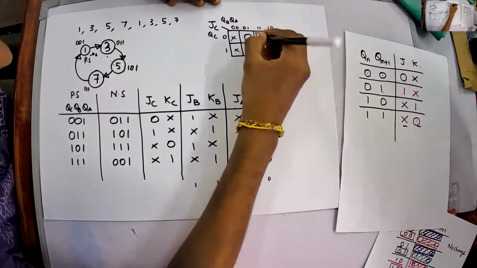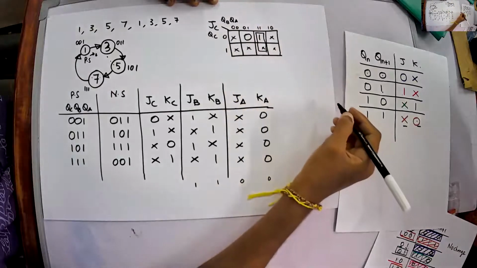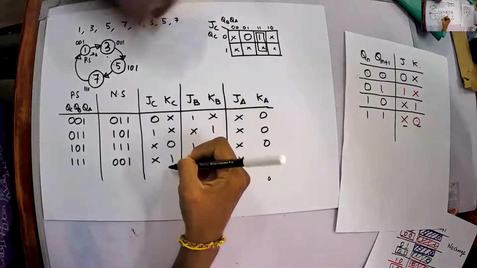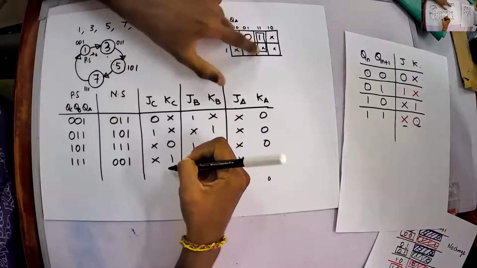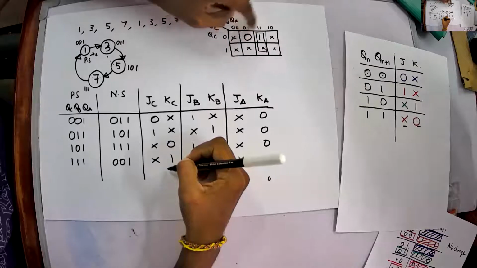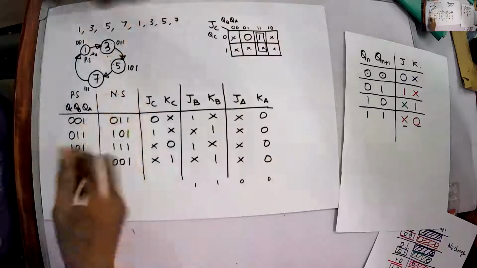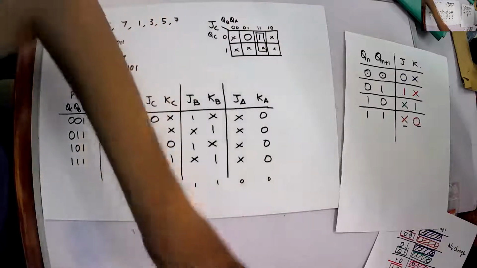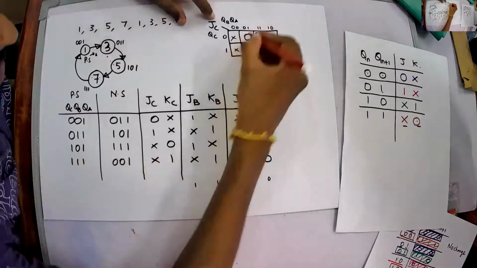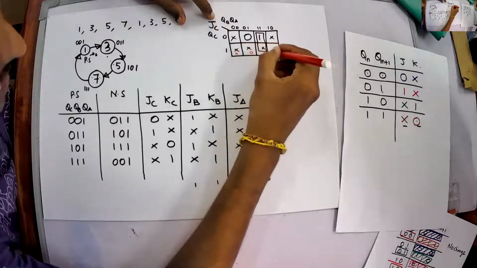So it becomes simply QB, QA. And similarly, for KC, you have 1 1 1 is 1, which is this one, and this one is 0 again. All the others are don't care. Clear? So if you fill it for JC, I could take it as C here. 1 0 1 is 0, and 1 1 1 is 1, and all the others are don't care.